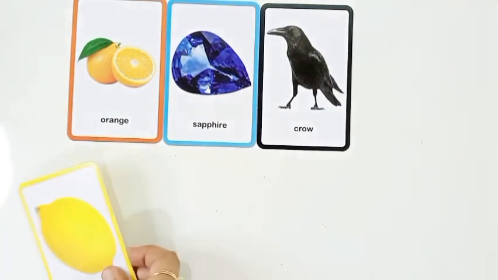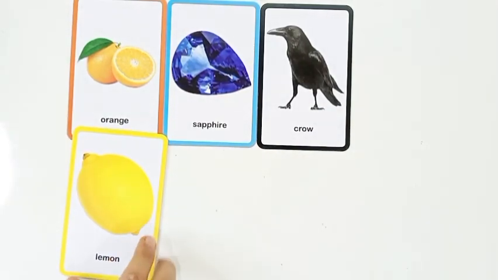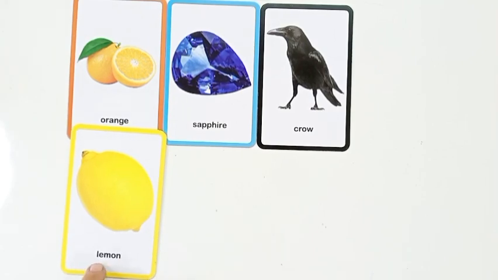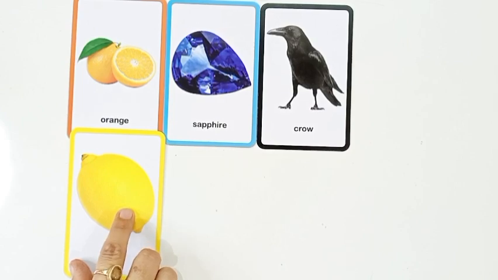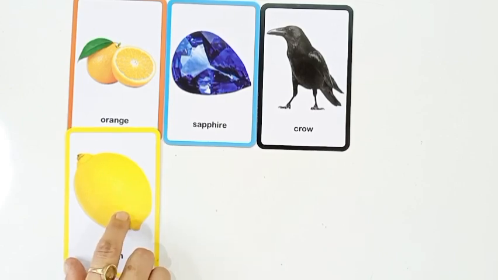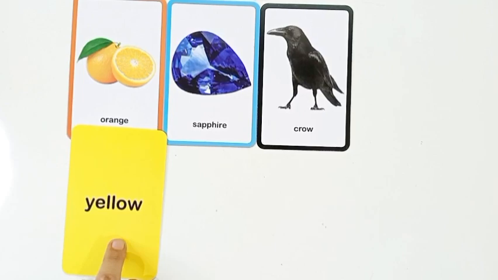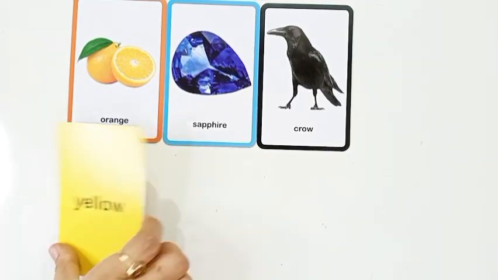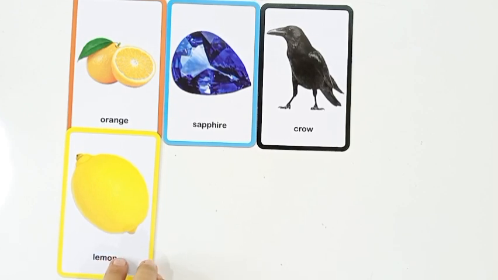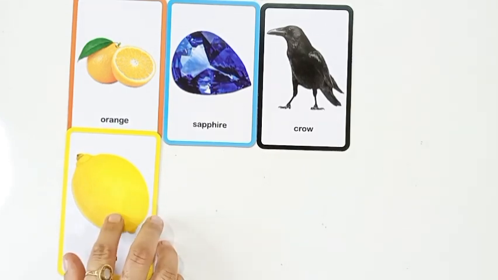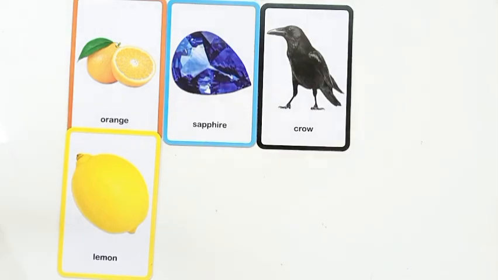This is lemon. L for lemon. L-E-M-O-N, lemon. And the color is yellow. This is lemon. And this is yellow color. And the example is lemon. L-E-M-O-N, lemon. Yellow color example is lemon.